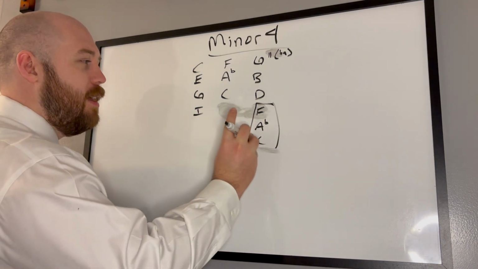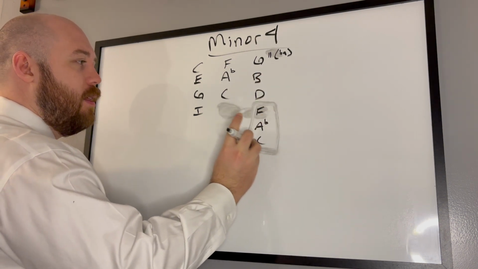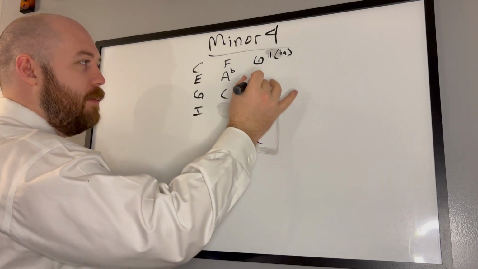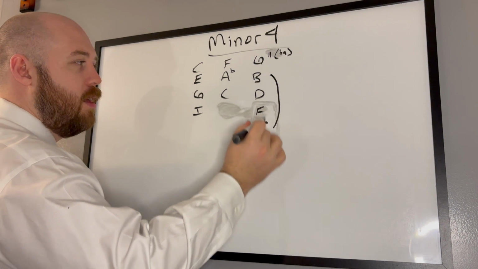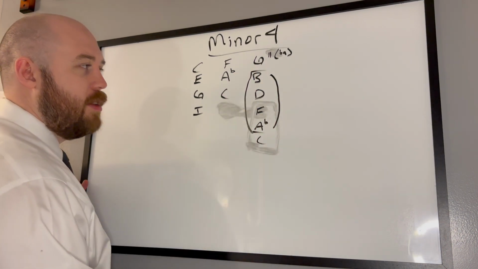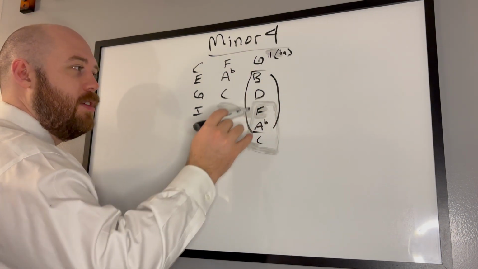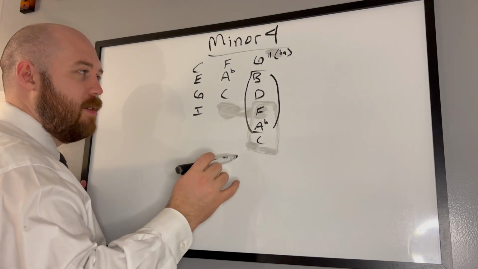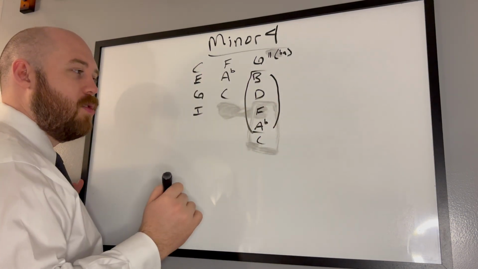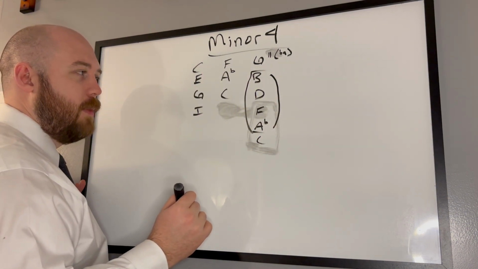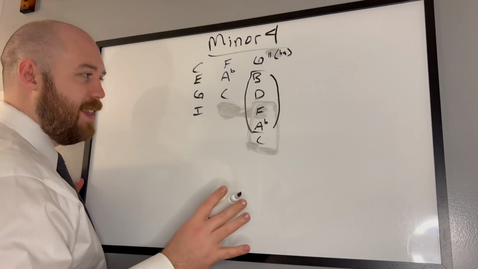What you'll see, and we'll get into this a little later, but look at this. That's your B diminished, your D diminished, your F diminished, your A flat diminished. This is a fully diminished chord right here. And that's another reason why it works. We'll get to that at the end.